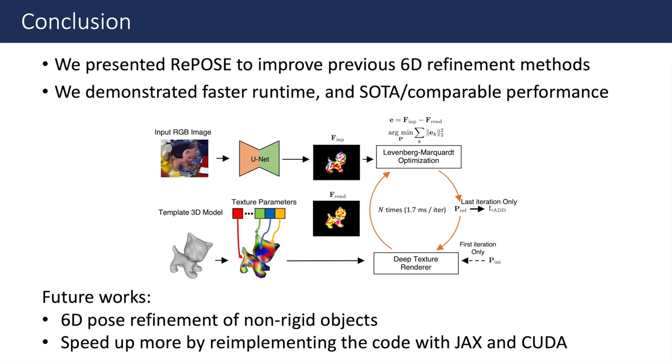In conclusion, we presented RePOSE to improve the previous methods on 6D object pose refinement. We experimentally demonstrated the faster runtime and better or comparable performance of the proposed method. As future work, we will extend RePOSE for pose refinement of non-rigid objects. In addition, we plan to rewrite the code with JAX and CUDA for even faster runtime.